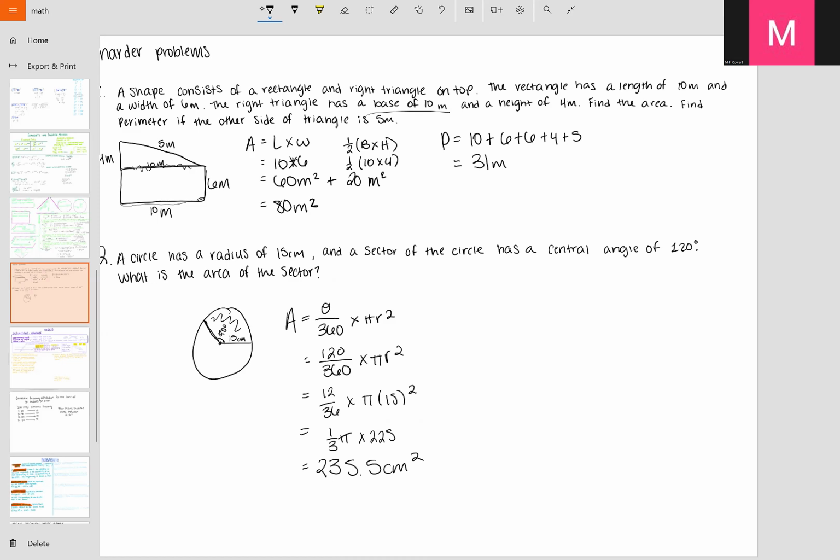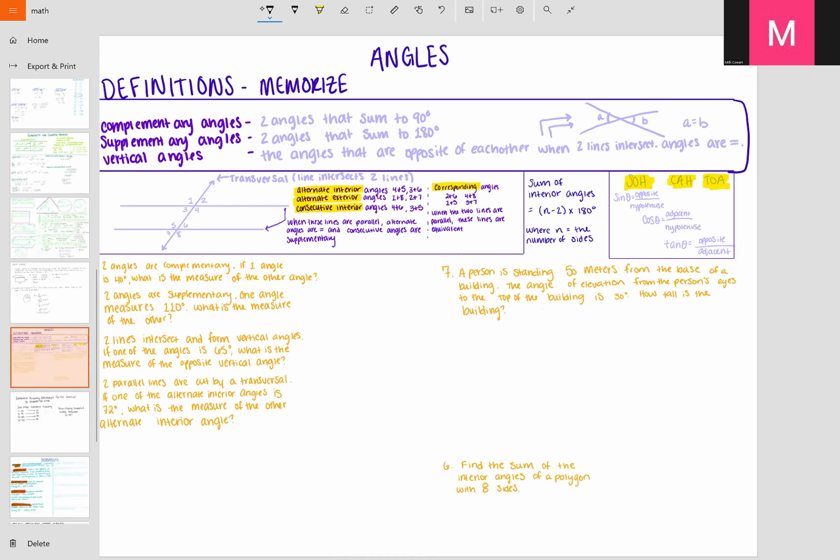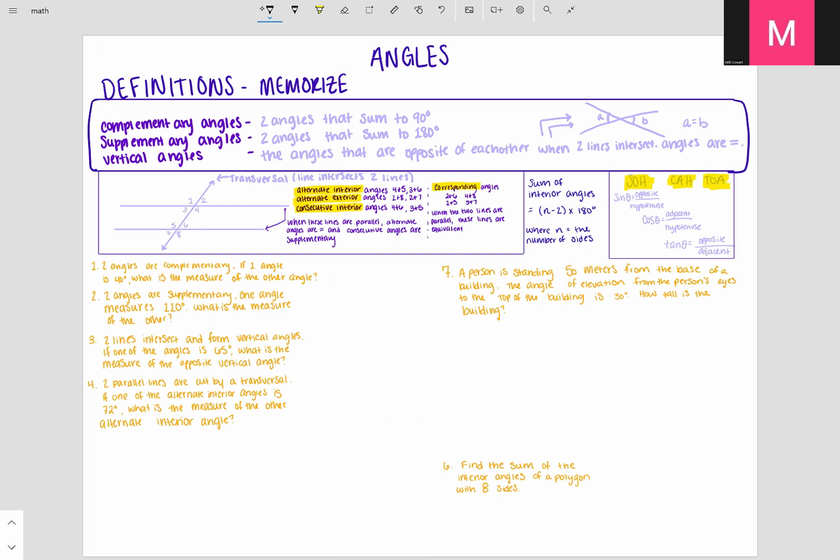Next, we're going to look at angles. So there's a few definitions that we should go over. Two complementary angles are two angles that sum to 90 degrees. And two supplementary angles are two angles that sum to 180 degrees. Vertical angles are the angles that are opposite of each other when two lines intersect. These angles are equal. So these are your two intersecting lines, and these two angles, A and B, will be equal.